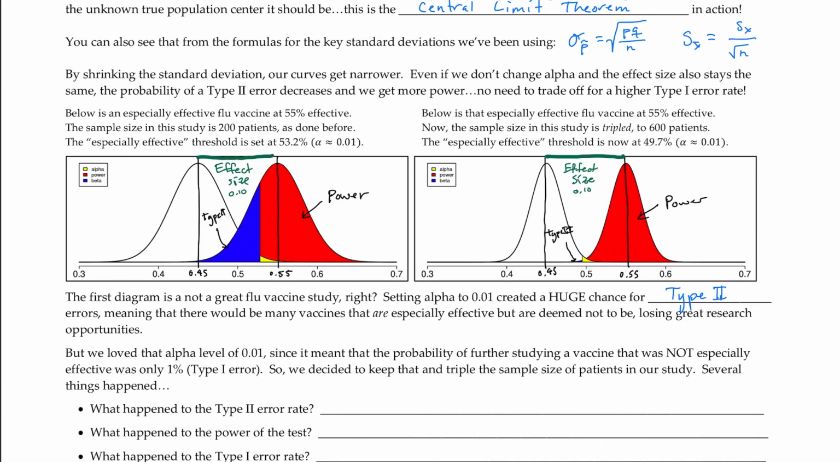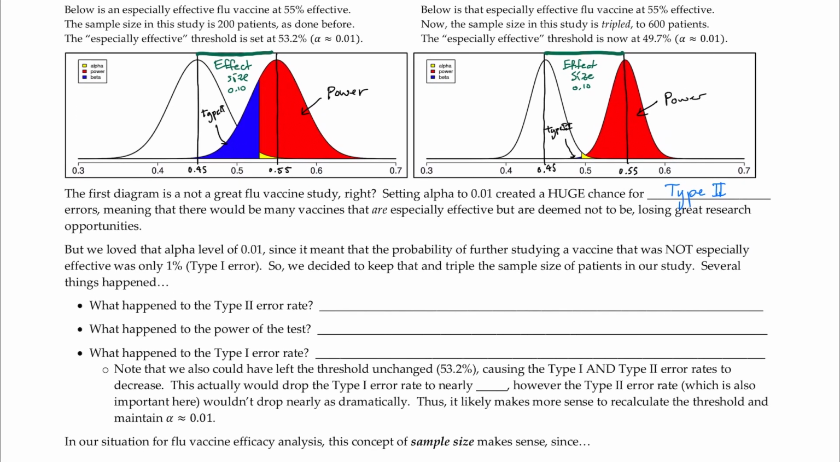So what can we do? Well, we can decide to keep that alpha level, and we're going to triple the size of patients in our study, okay? So several things happen when you do that. If you increase your sample size threefold, what happens to a type 2 error? Take a look and write it down. So a type 2 error dramatically decreased. We can see that blue shading there is almost nothing. What happened to the power of the test? Write that down.